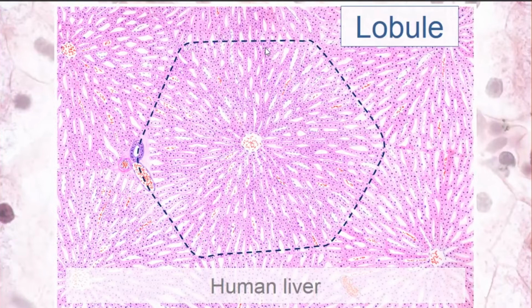and they are located radially, like rays of sun, and between them empty or almost empty places, white regions, are sinusoids, modified capillaries, which are going also to the central vein. So we can see radial localization of the structural components of hepatic lobule.